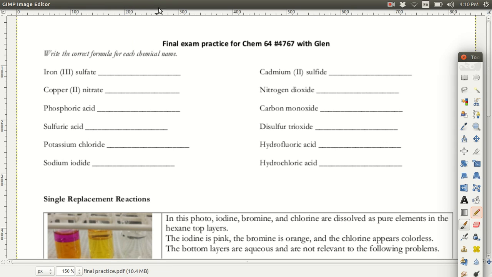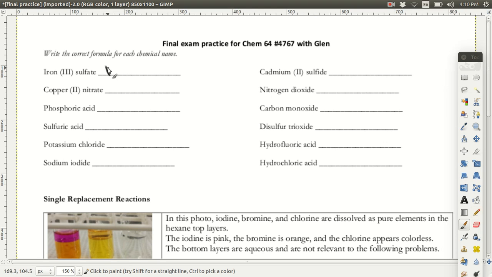Hi, this is page 1 of the practice exam, and it is kind of fun, right?